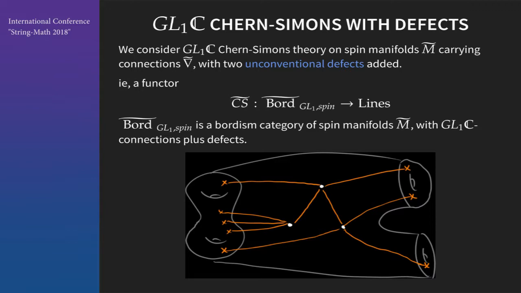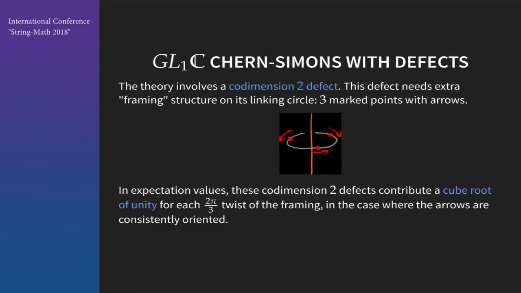We're going to take spin manifolds again. Now I'll call them M twiddle. But these spin manifolds, instead of just carrying GL1C connections, are going to carry GL1C connections plus some extra defects. So here's what a typical morphism in that category might look like. So first, there's this codimension 2 defect.